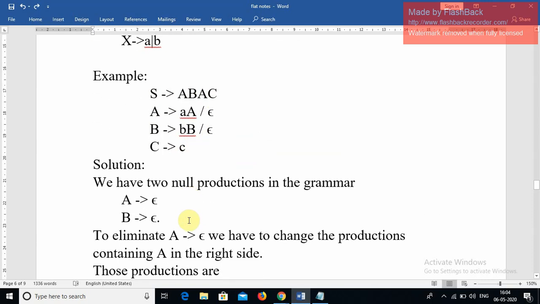So what are the two null productions we have? A to epsilon and B to epsilon here. To eliminate, first one by one we can eliminate. First, to eliminate A to epsilon, we check the grammar production rules wherever we have A on the right side.